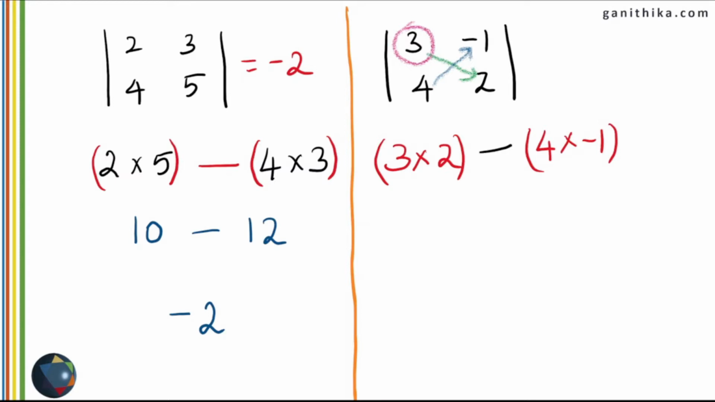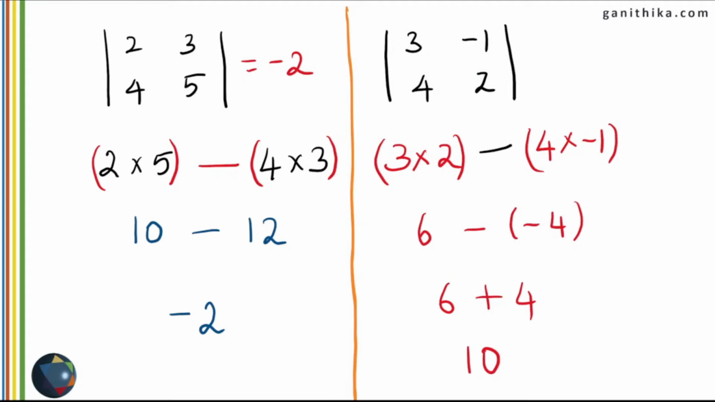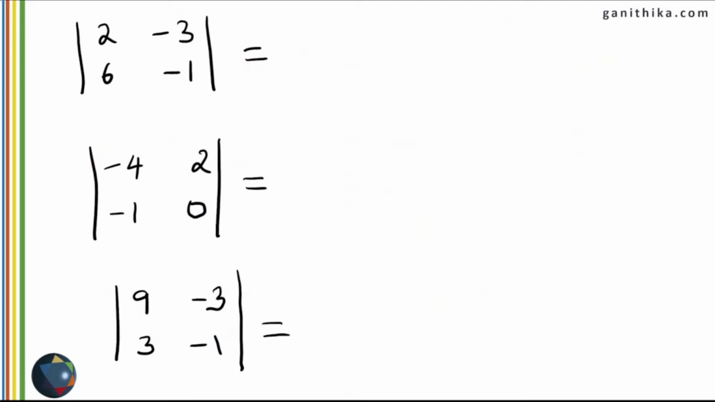Be careful with the negative signs here. So the numbers are 4 and minus 1. Subtracting 4 times minus 1, you will get plus 4, which will give you 10. Therefore, the value of this determinant is 10. And so let's see if you can do these three questions. Pause the video here.